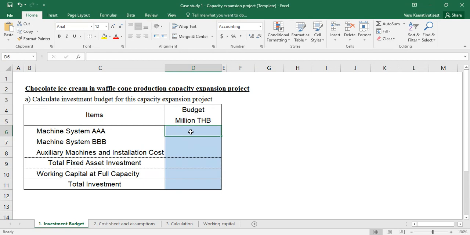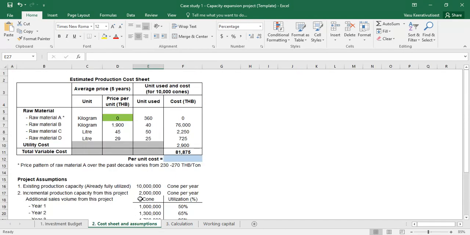Have a look at your case study, which consists of machine system A. Be careful that it is mentioned in million Thai baht units: 22 million and 5 million. So therefore, your total fixed asset investment is 97 million. But for working capital at full capacity, right now we cannot determine this number, because we need to calculate the sales first, then see the sales with the maximum revenue, then just apply 12%. Let's move on to the cost sheet here.